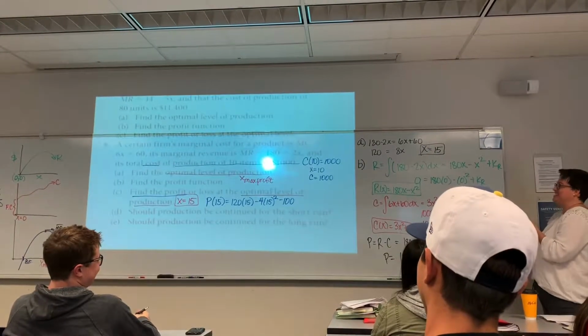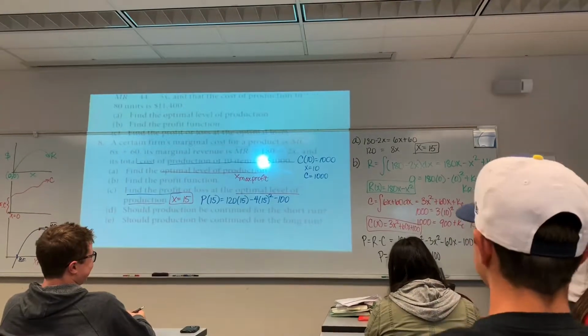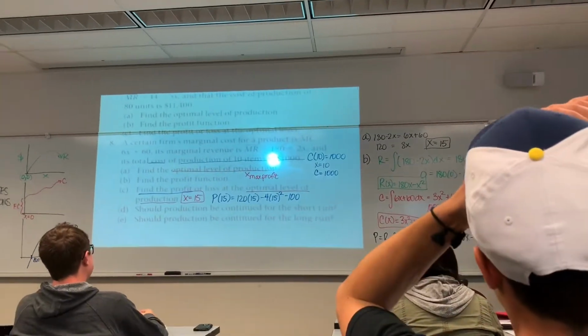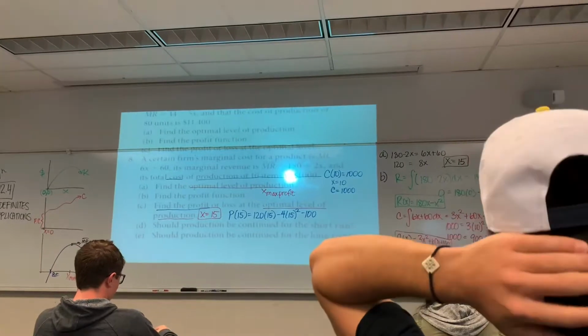Times 15 minus 4 times 15 squared minus 100, and we get 800 as our maximum profit.